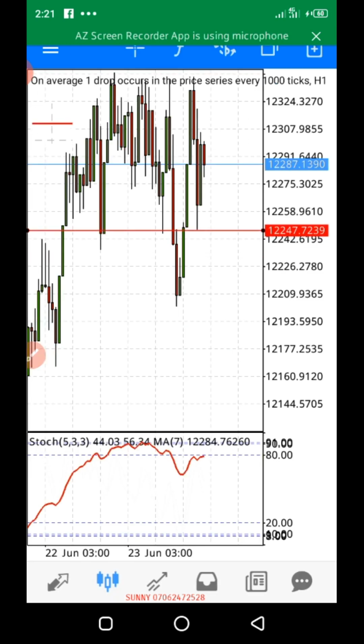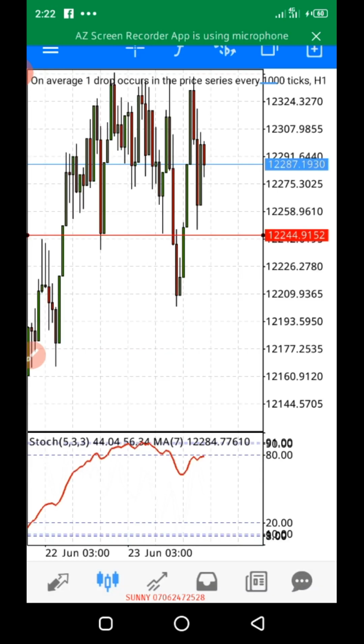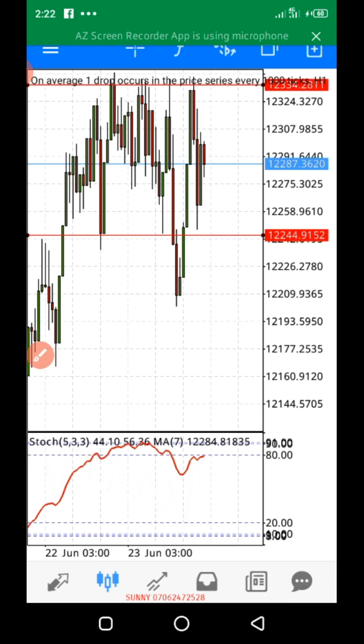Horizontal line. I'll do this. I'm going to put a horizontal line again. Now let me show you the line I'm using. Look at the line I'm using. This is the one I'm clicking. Okay, so let me go back. Now, the reason you may ask why I didn't put the line here, I will tell you the reason.